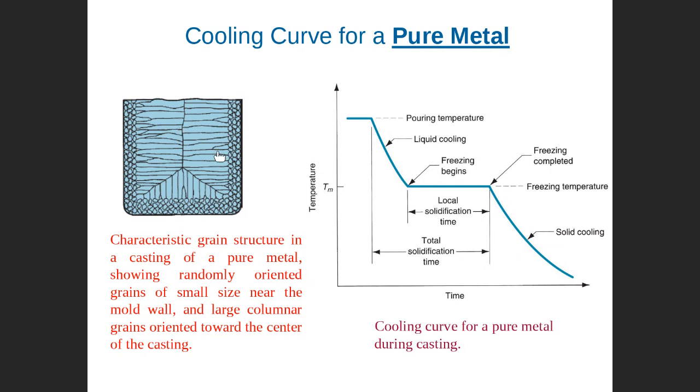When you look at the structure of the material, you can see this is the material in contact with the mold. For this layer in contact with the mold, heat transfer is very high because it is in contact with the cold mold. This material will solidify early, while the material in the core will still be liquid.